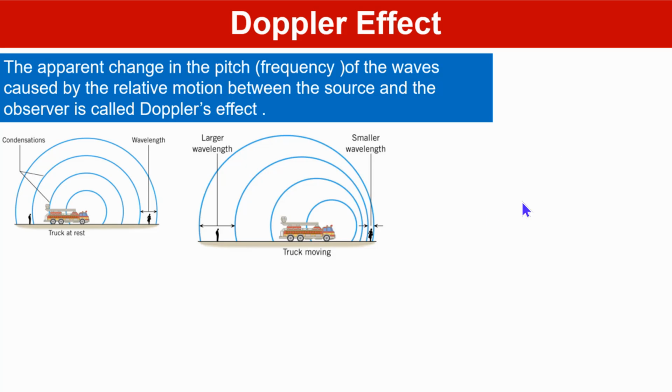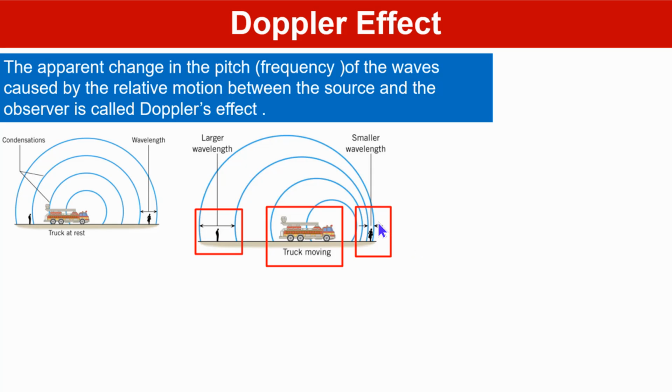Let's try to understand when the truck is moving. As we can see here, this truck is moving to the right. There is a female standing in front of the truck, and a male standing behind the truck. As the truck is approaching the female, she will perceive higher frequency, or we can say higher pitch, and the person standing at the back will perceive lower pitch.